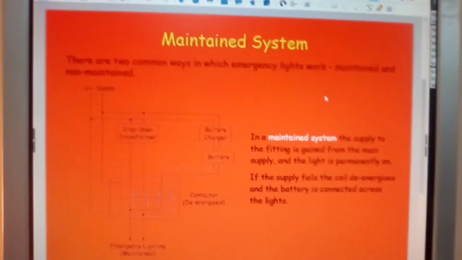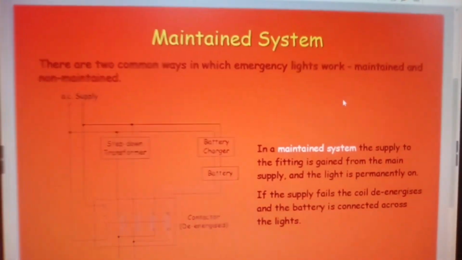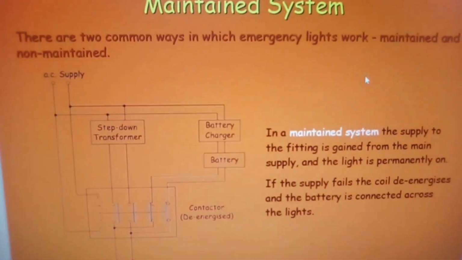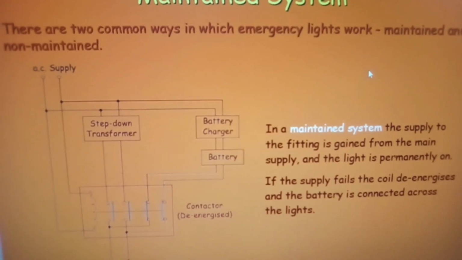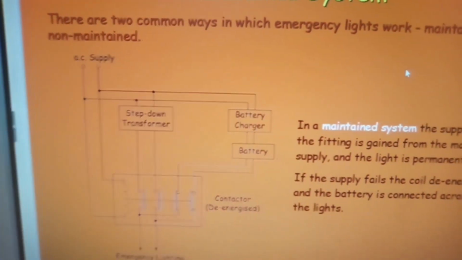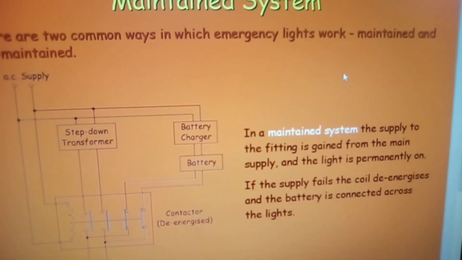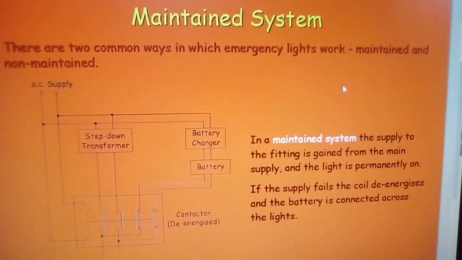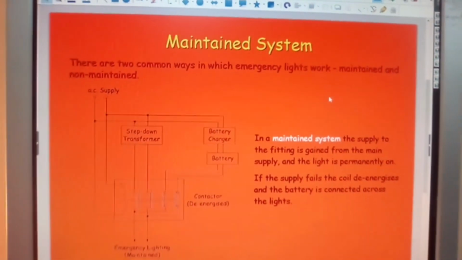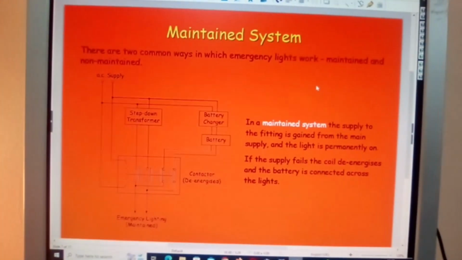Maintained systems. We're going to this. Okay. Maintained systems. Okay, let me just pan back a bit and we can get it fully into view.